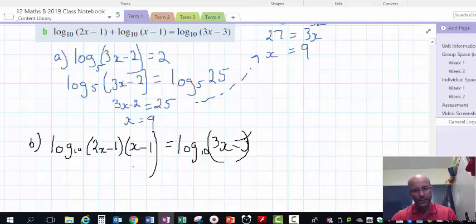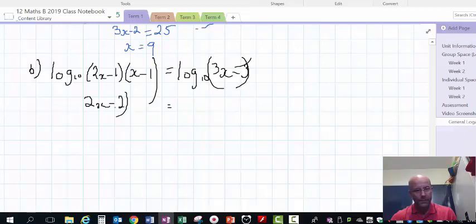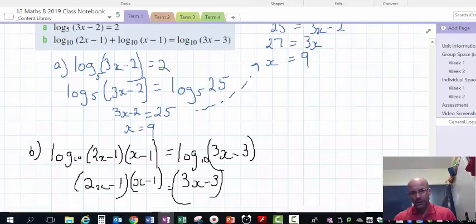Whoops, try again, 3x minus 3, and we look at equating each of the sides like we did in the previous example, and that will take us forward towards the answer. So they're both log of base 10. Sorry, it should be a 1. We fix that up. Fixed up with these two sides of the equation equated.